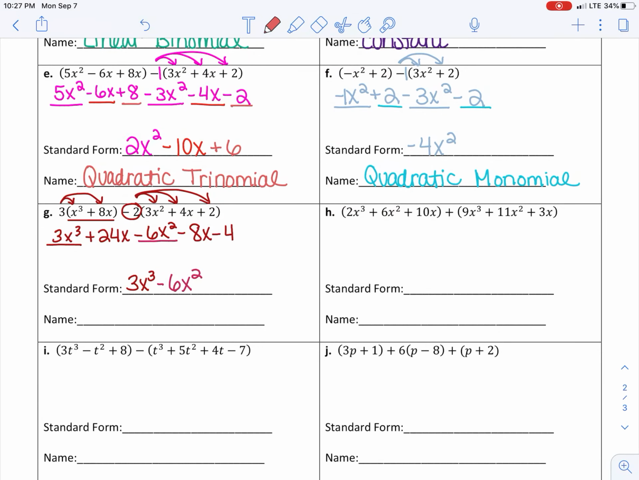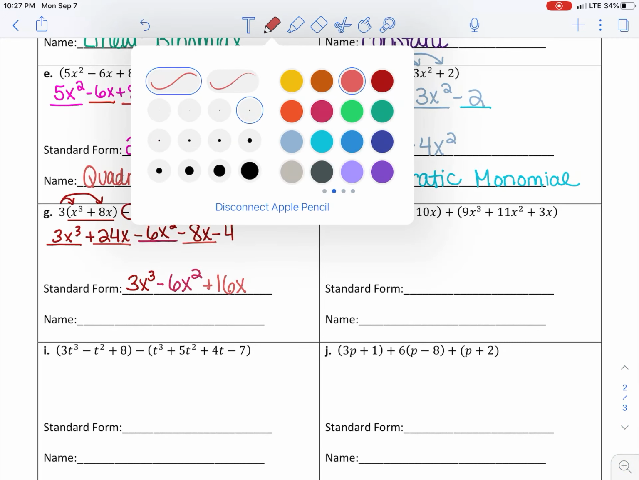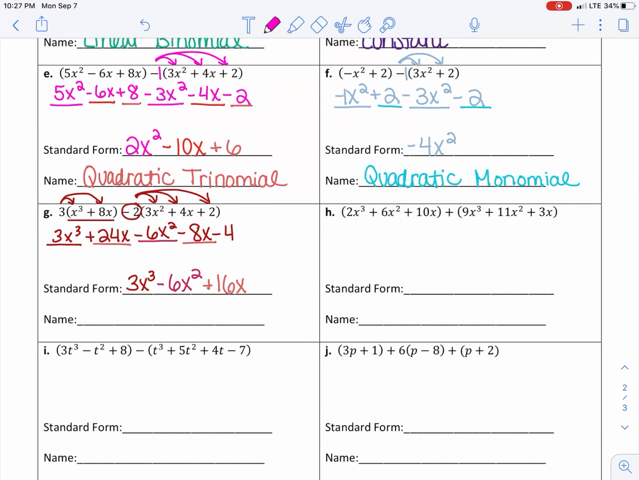The next thing we have is our 24x and negative 8x. So 24 minus 8 is 16, and we keep that x. And then I have this negative 4. No other constants, so I just pull that down as well. My highest exponent is a 3, so this is going to be a cubic function. And I have 4 terms, so this is a cubic 4-term polynomial.